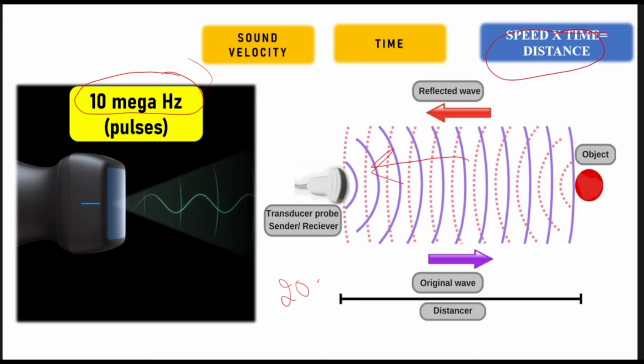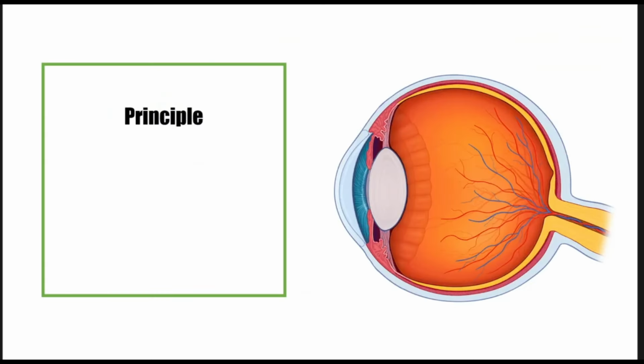And it is by using this formula that the machine calculates the various distances like the axial length, anterior chamber depth, and the lens thickness. Okay, so I hope you understood how the axial length is calculated by the machine. All right. Now, let us talk about some other principles of the ultrasound.